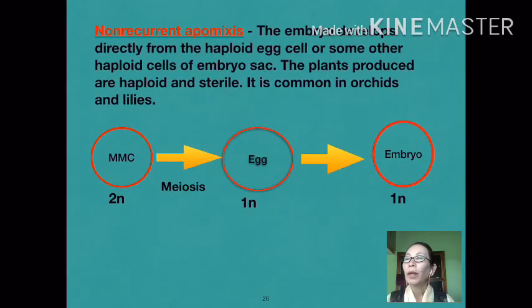Differently, in non-recurrent apomixis, the embryos develop from a haploid egg without fertilization. The haploid egg is formed from the MMC through meiosis as usual. And consequently, the embryos formed in this way are haploid embryos.